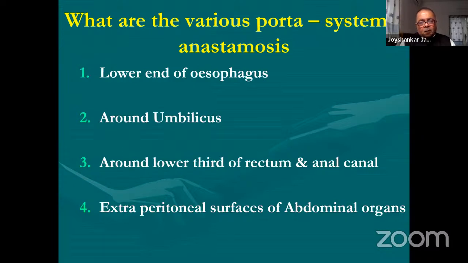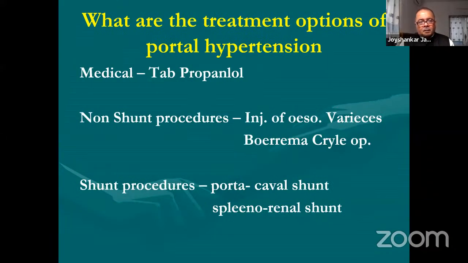There are various options of medical or surgical treatment for portal hypertension. So medical is propranolol. Then we have the non-shunt procedures, the injection of the esophageal varices, which we do during upper GI scopy. And of course, in the good old days, we used to do a lot of Boerema operation. Then the various shunt procedures, the portocaval shunts and the splenorenal shunts, these are huge, massive surgical procedures. And now you have the non-invasive procedure, which is called TIPS.